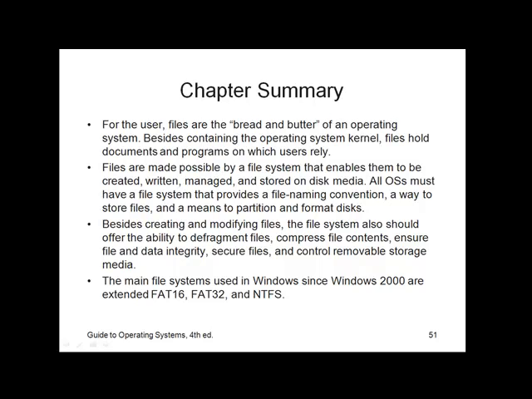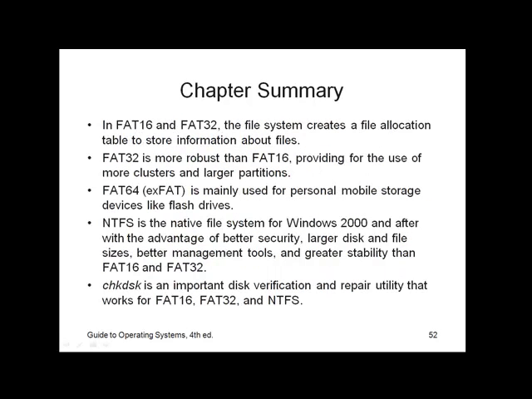The main file systems that we use in Windows pretty much since 2000 are exFAT, FAT16, FAT32, and NTFS, with NTFS being the predominant file system and nowadays the default file system for these operating systems. In FAT16 and FAT32, the file system creates something we call the File Allocation Table, or FAT table, to store information about files. FAT32 is more robust, of course, than FAT16. Makes sense. It was an upgrade. It provides for the use of more clusters and larger partitions.